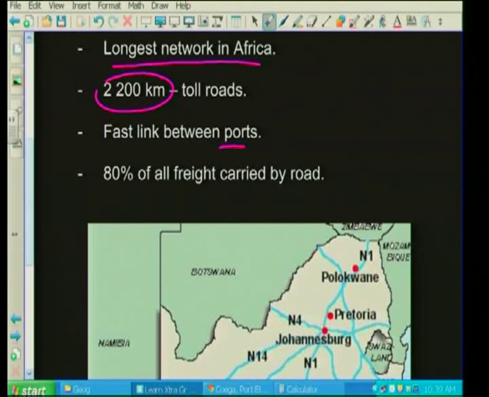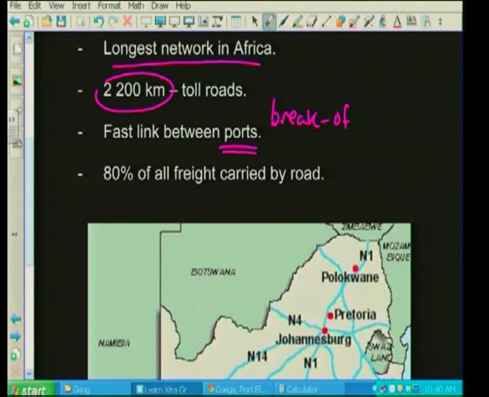Watch out, maybe that could be a nice sort of question in the exam. Make sure you know what e-tolling and that whole debate is about. Maybe it's in the exam, who knows. There's a fast link between ports because roads link the ports. Obviously, what comes from ships and then gets transported onto trucks, what we call a break of bulk point. Remember, your terminology is important in economic geography.